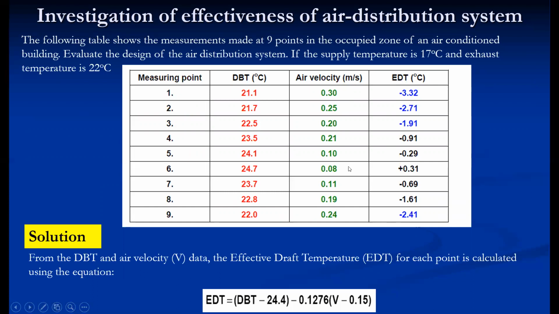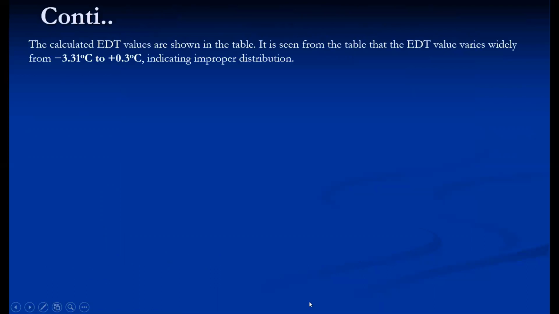DBT values and air velocity values are the measured ones, given in the data, but the EDT value is obtained by using this expression. Now, the calculated EDT values are shown in the table. It is seen from the table that EDT values vary widely from minus 3.31 to plus 0.3 degrees Celsius, indicating improper distribution.